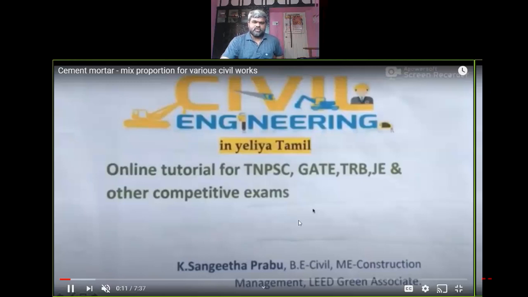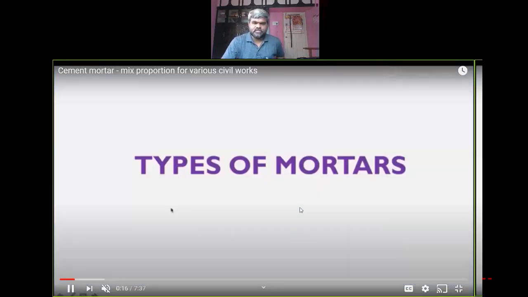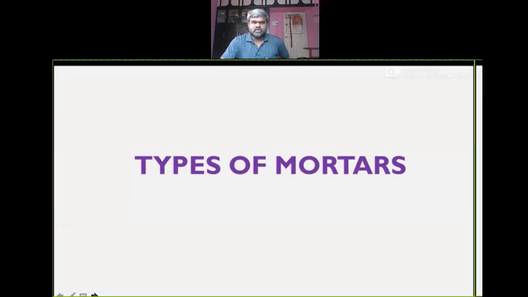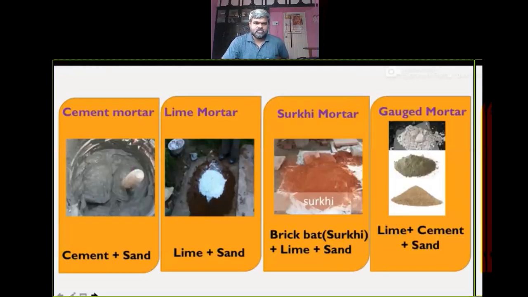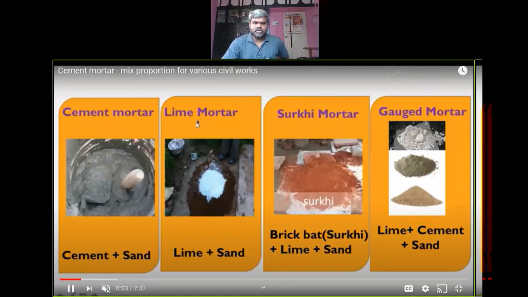This is a good video which is showing the different proportions of cement mortar, and these are the types of mortars. See here, this is a cement mortar, lime mortar, surkhi mortar, and gauged mortar. Gauged mortar is lime and cement. Here only brick bats powder.